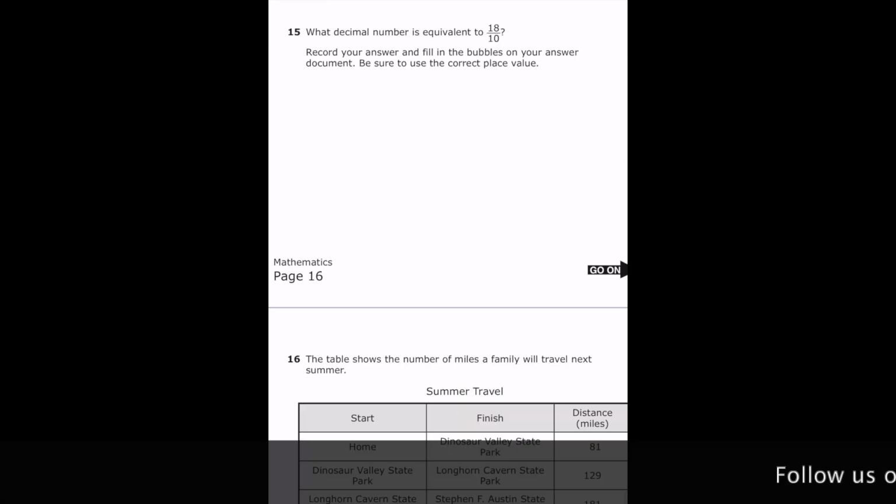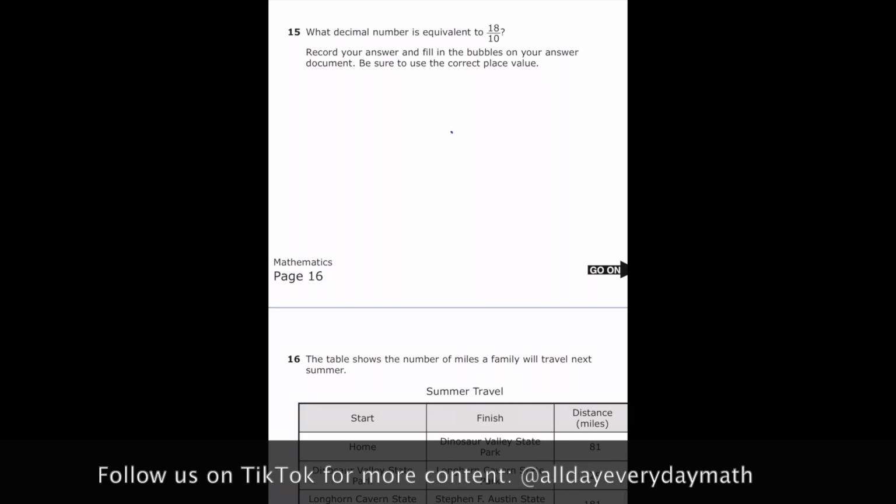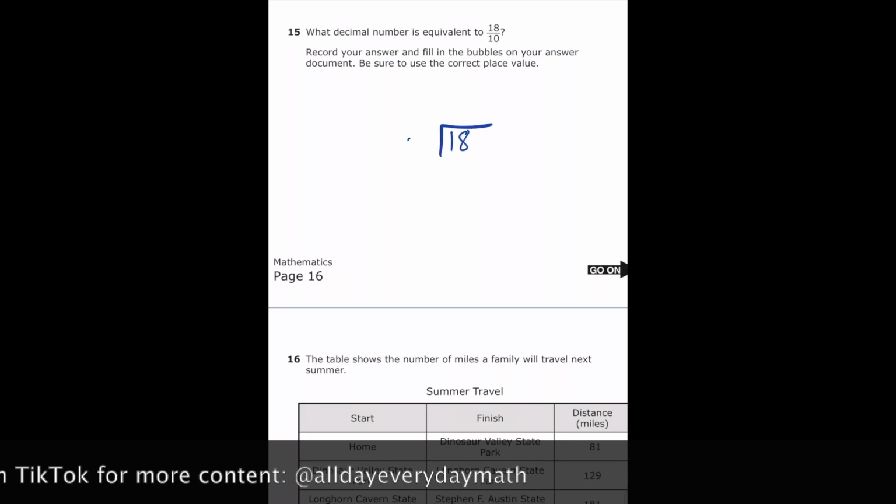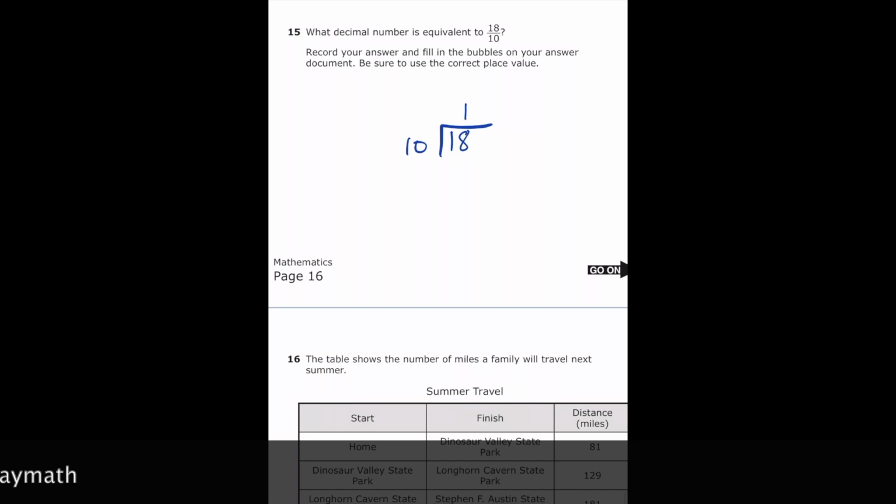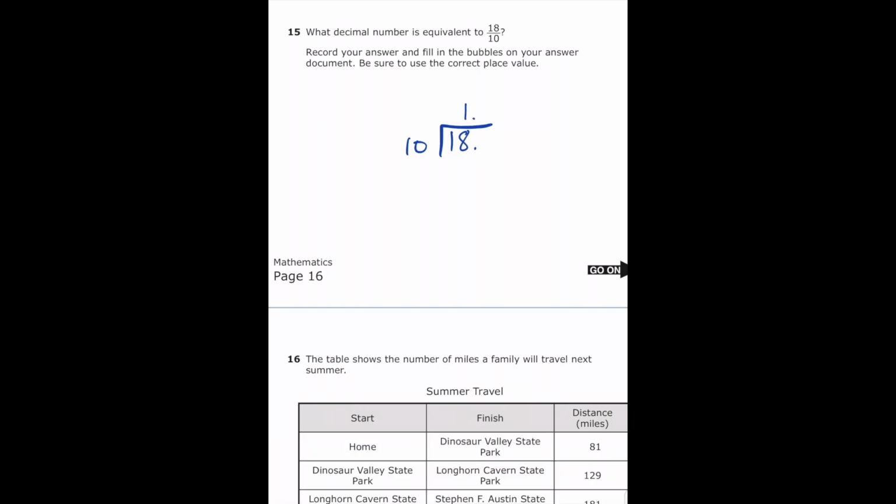Number 15, what decimal number is equivalent to 18/10? So to change that to a decimal, all we have to do is just divide it. So 18 divided by 10. So 10 will go into 18 one time, and then I'm going to go ahead and add a decimal. So 10 times 1 is 10. It's going to leave 8. Going to add a 0 and bring it down. And now obviously 10 will go into 80 8 times. So our answer is 1.8.